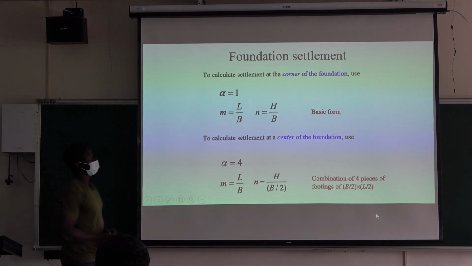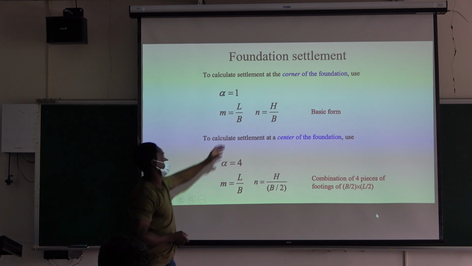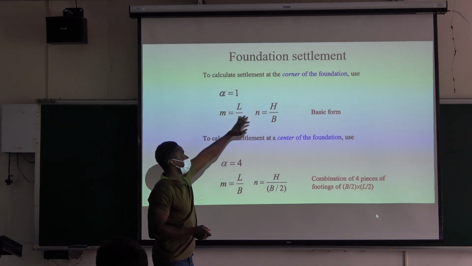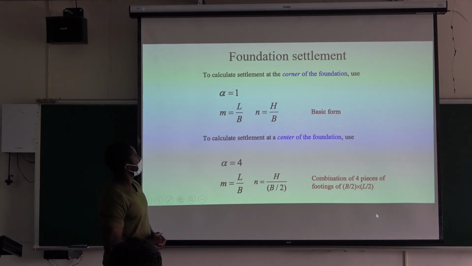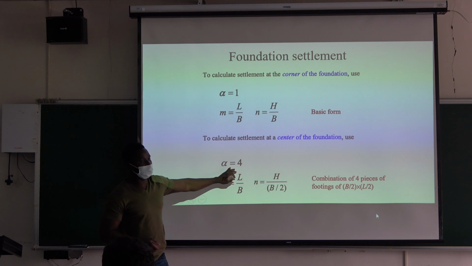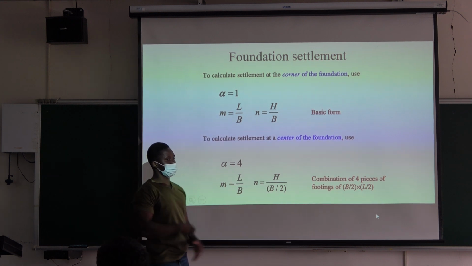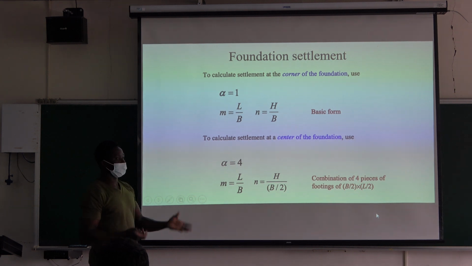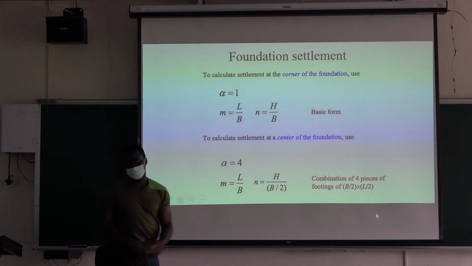Okay, so here it says if you are trying to calculate the settlement at the corner of the foundation, alpha is just 1, and then n and m can be calculated using this. But if you are trying to find, oh sorry, this is the corner, and then for the center, alpha will be equal to 4 instead of 1, and then this also will change. So as I said earlier, just know what condition you are working with, and then apply the right equations.